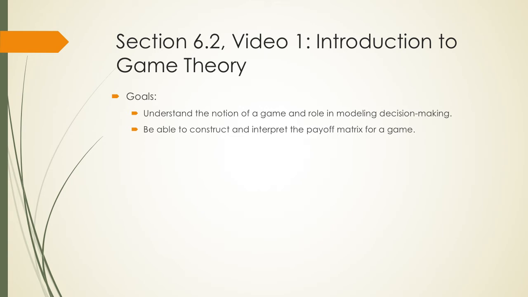In section 6.2, we further study the way people come to make decisions through the study of game theory. I'll introduce the notion of a game and explain its role in modeling decision making. I will also show you how to construct and interpret a payoff matrix for a game. This is the basic tool for modeling a decision process via a game.